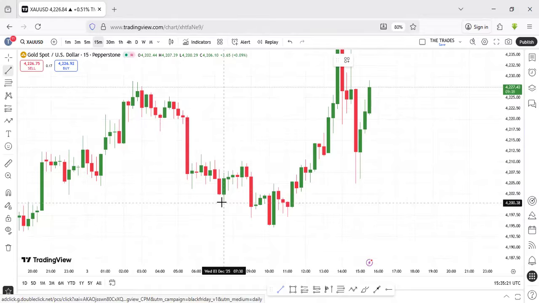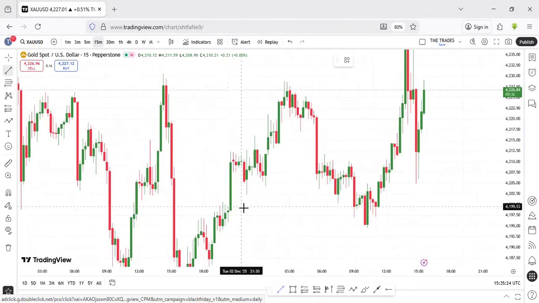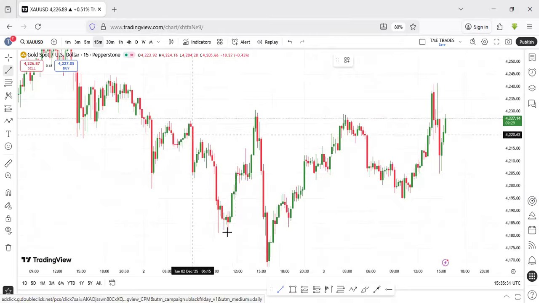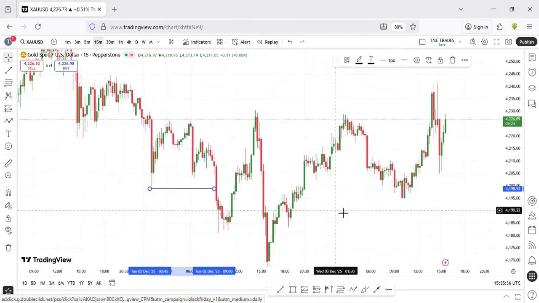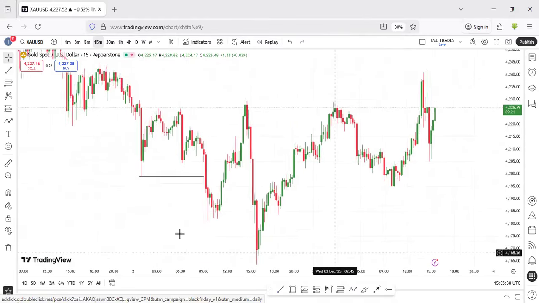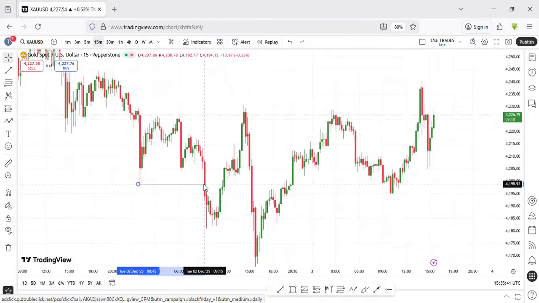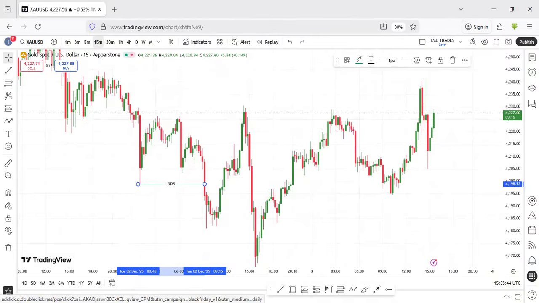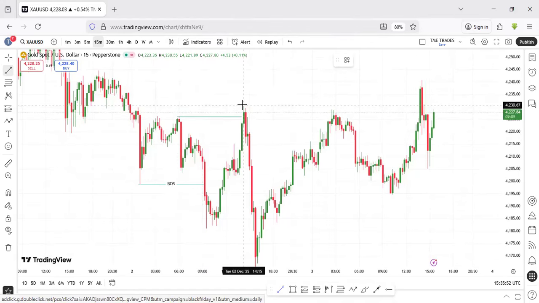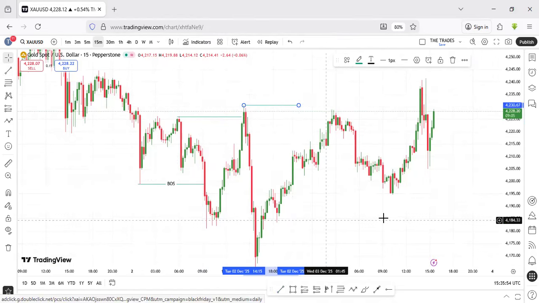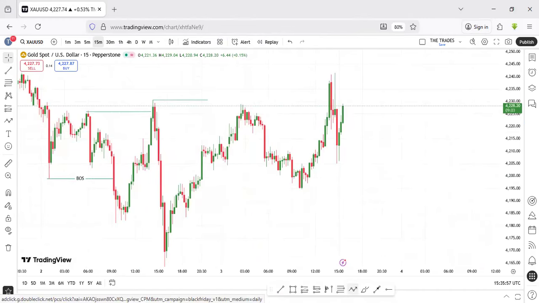This market created this. Okay, just a minute. Let's use this. This market created this low. Let's use this one that had already played out. This market created this break of structure here, right? This break of structure, and this break of structure, look at the high that created it. After that, this high was created, right? Look at it.